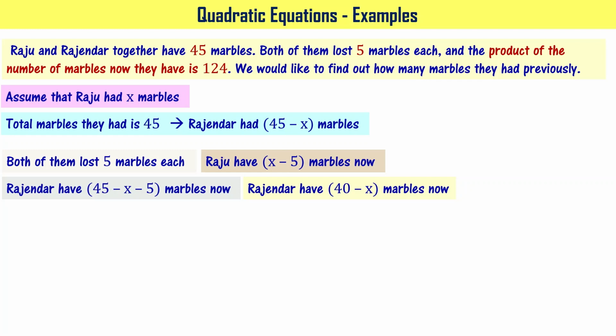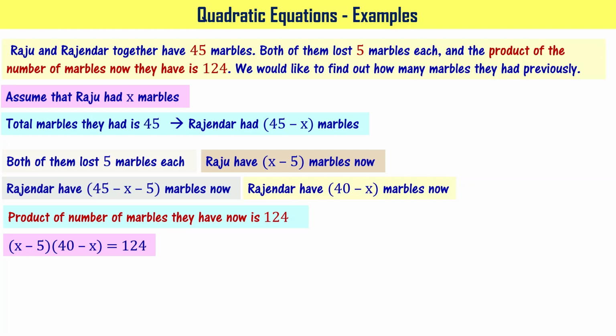Rajendra now has 40 - x marbles, whereas Raju has x - 5 marbles. Now, the statement said that the product of the number of marbles they have now is 124. It means (x - 5)(40 - x) = 124, right? You multiply this such that you get 40x - x² - 200 = 124.